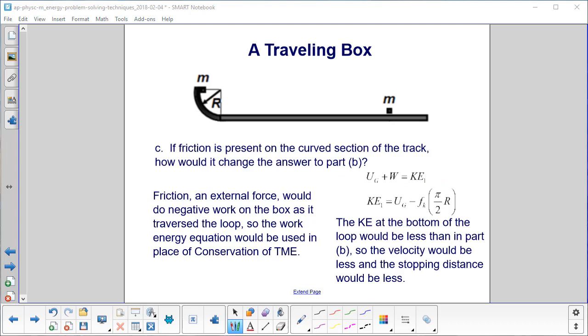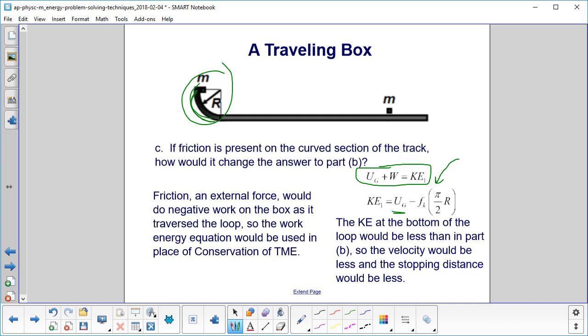If friction is present on the curved section of the track, and that's over here, how would it change the answer to part B? You now have an external force, friction, that will do negative work on the box as it traverses the loop, so the work-energy equation would be used in place of the conservation of TME to find the kinetic energy, to find the velocity. So we have our initial potential energy plus the work is going to be your kinetic energy. So that'll be potential energy minus, because it's negative work, friction opposes motion, the friction force times the distance over which it acts. And this is just 1/4 of the circle, so that would be pi over 2 times R.